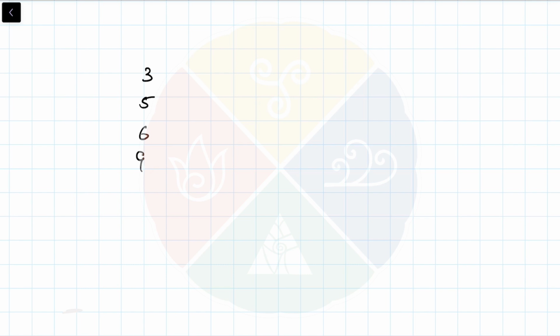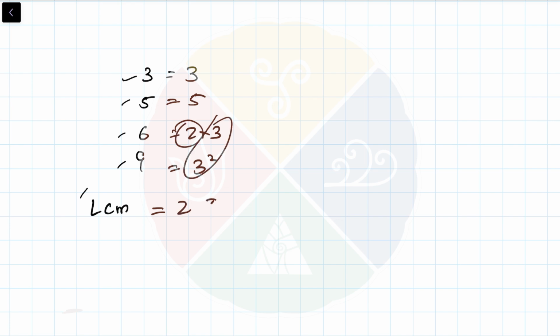Before actually getting the remainder, let's try to find the number which, when divided by these numbers, is perfectly divisible. Such a number is known as the LCM, the smallest common multiple. So this is 3, this is 5, this is 2 into 3, this is 3 square. If you find the LCM of these numbers, you will take 2 as it is, 3 the highest power, and 5. So you will find 90. So basically 90 is a number which is divisible by all these given numbers.